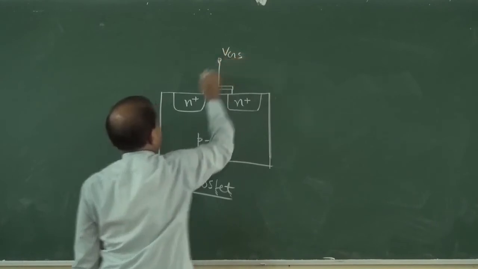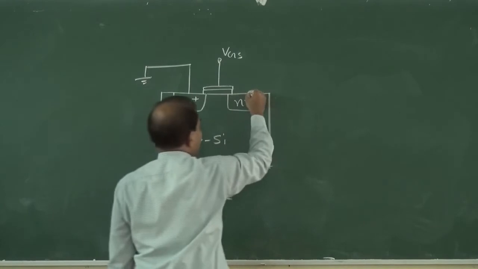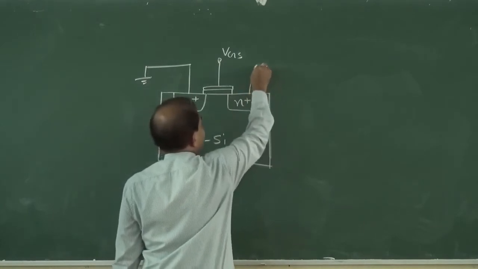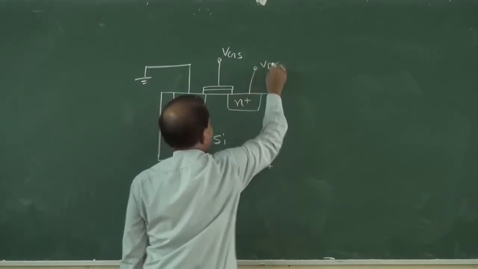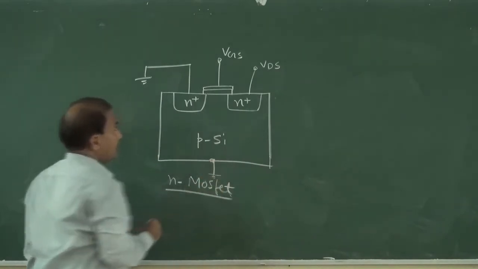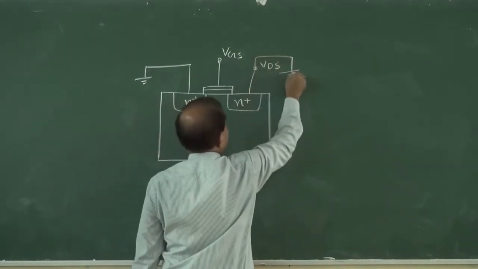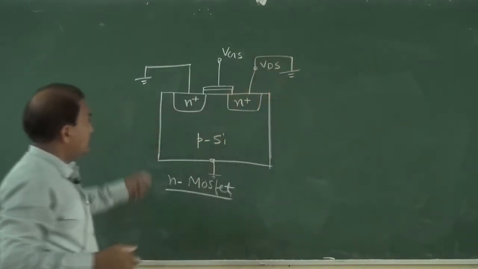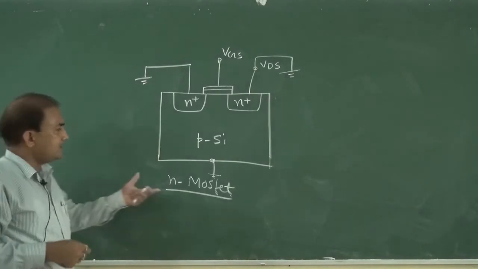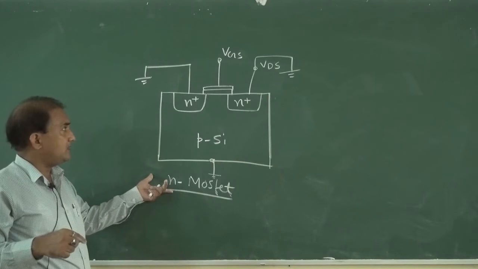This is VGS. Suppose it is grounded. This is VDS, and suppose this is again grounded. Okay. This is the structure and symbol of the n-channel MOSFET.